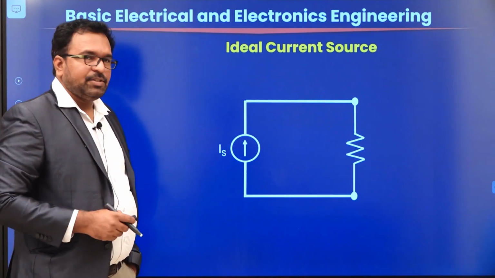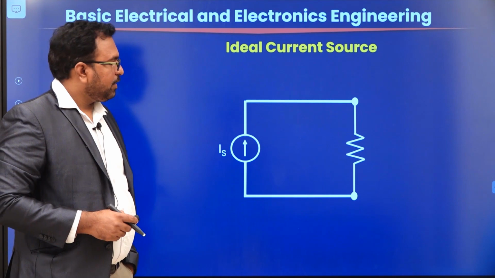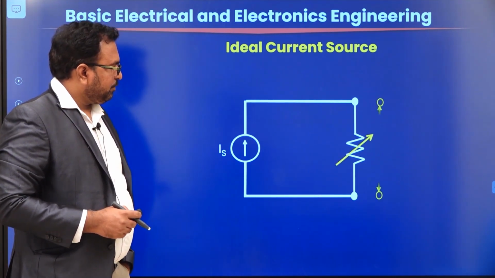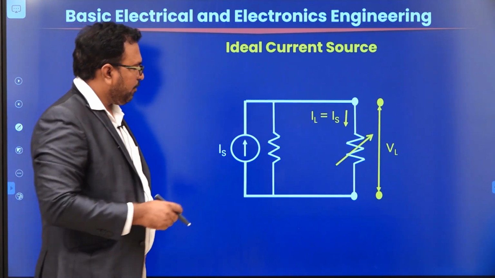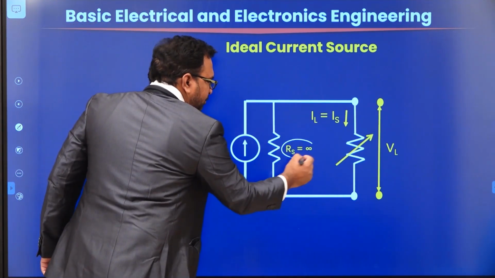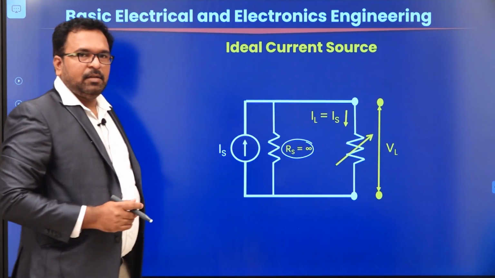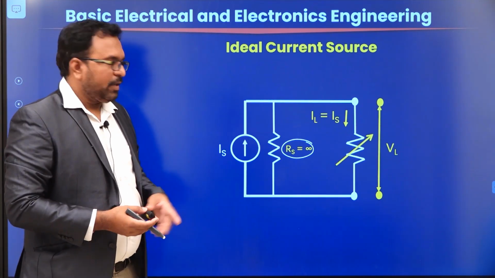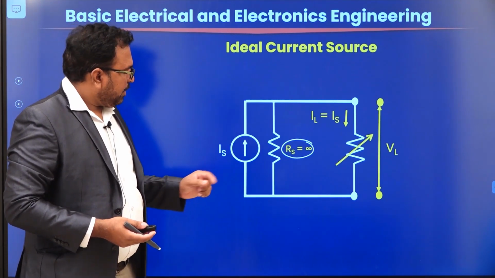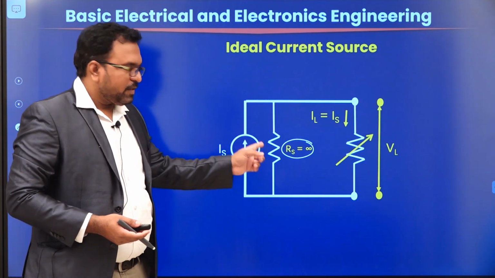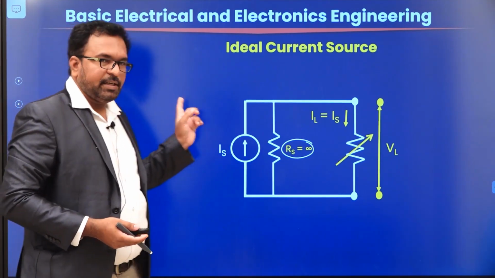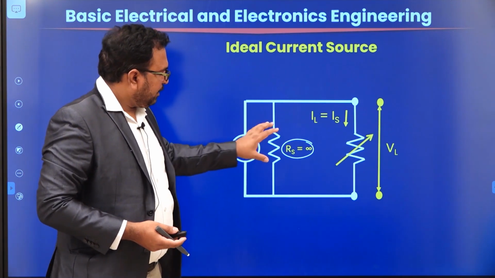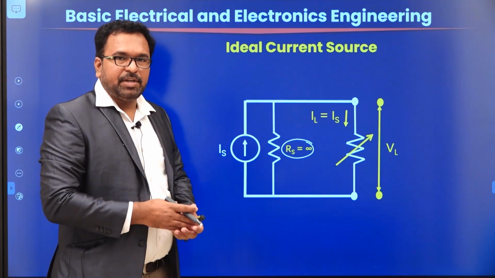And what is the factor that is responsible for this constant current? The internal resistance. So the internal resistance here must be equal to infinity, and it is connected in parallel. So the connections I will explain later. For time being, please keep in mind that the internal resistance of a current source will always be connected in parallel. In case of ideal voltage source, the internal resistance is connected in series. This internal resistance must always be equal to infinity.